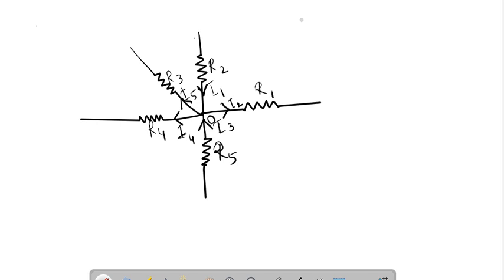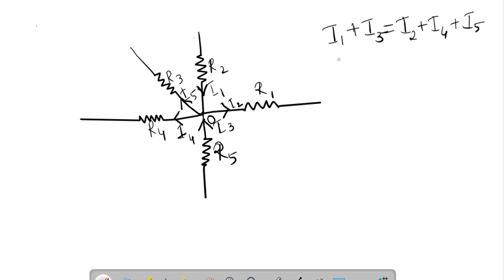Now according to Kirchhoff's first law, what will it say? It will say that the sum of the currents entering the junction, what are the currents here entering the junction? I1 and I3. Those are equal to the currents leaving the junction. So that is equal to I2 plus I4 plus I5. Is it or not?